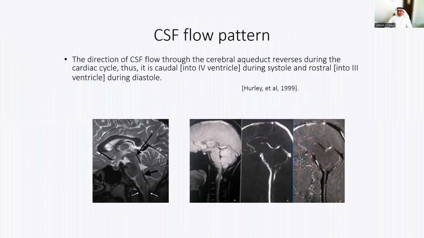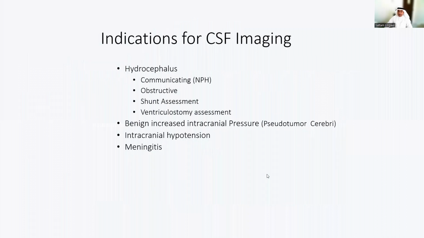And you can see this clearly on this CSF flow study, where the signal intensity of the CSF in the subarachnoid space varies between systole and diastole, indicating the forward and backward, sort of turbulent, to and fro movement based on the cardiac cycle phase.